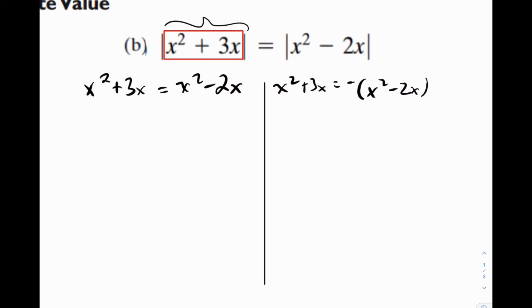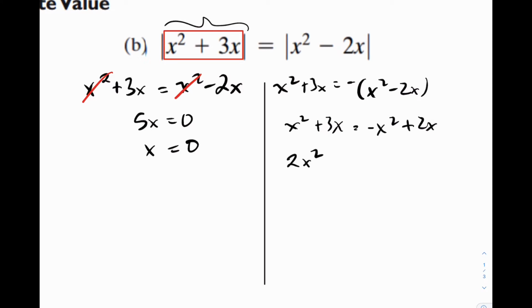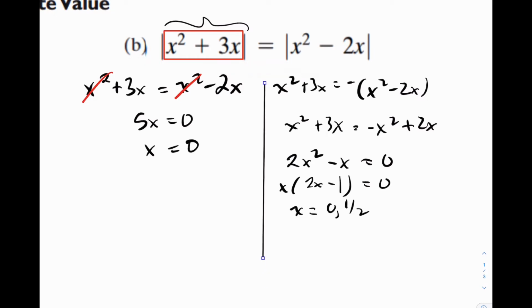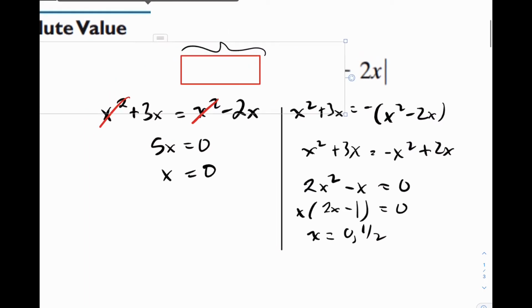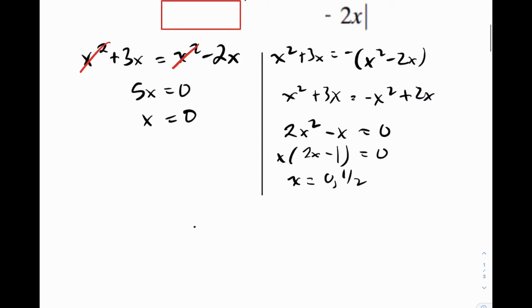And now we just solve it. So let's just cross that out. We get 5x equals 0. So x must equal 0. Solve this part. This part's a little bit more complicated, but not too bad. We factor out the x here. And now we have x equals 0 or a half. So at the end, we're just going to write, therefore, x should equal 0 or a half. And that's it.